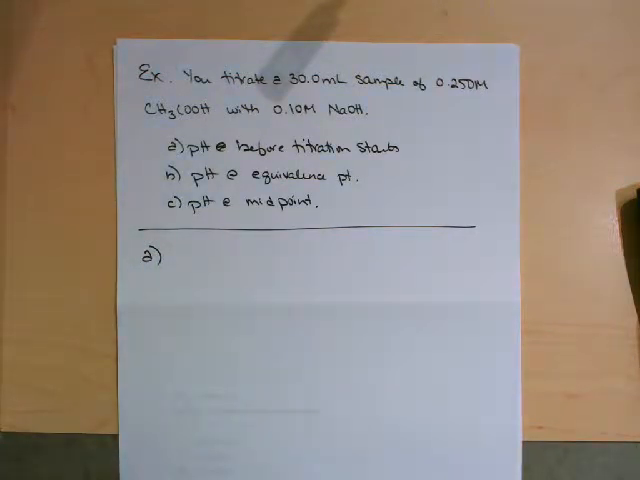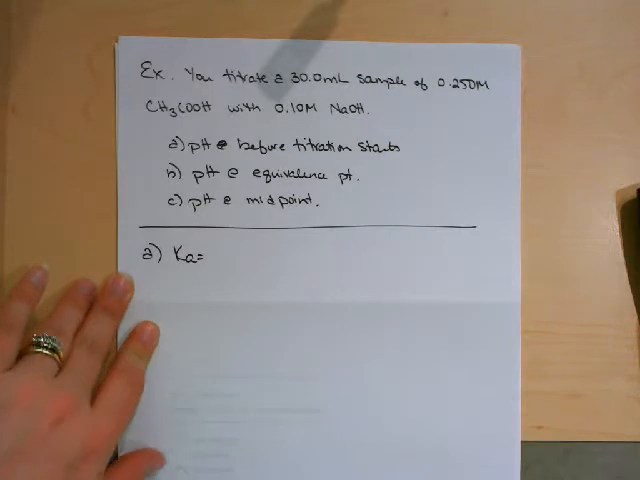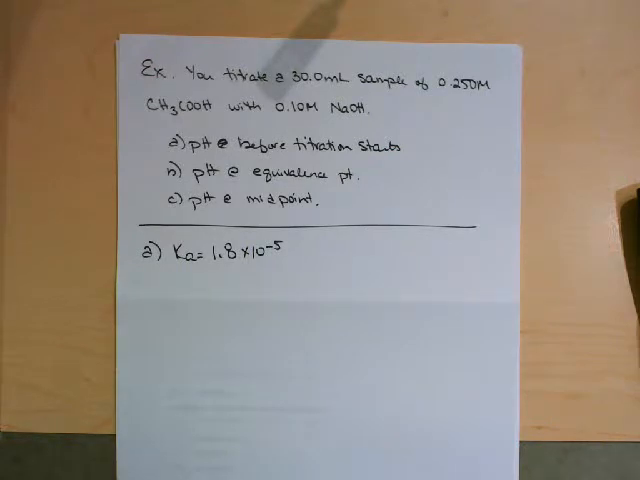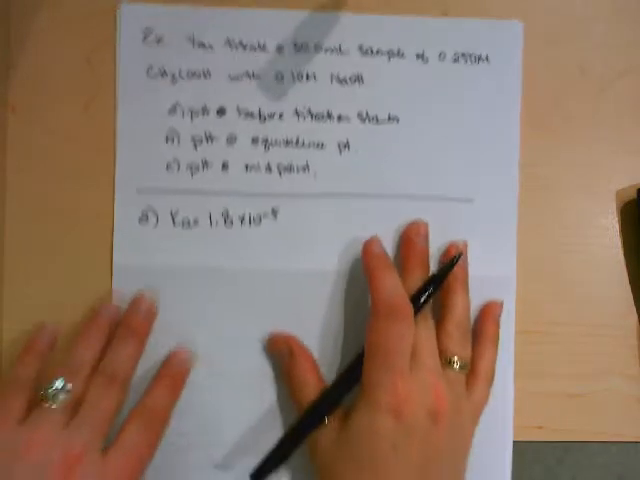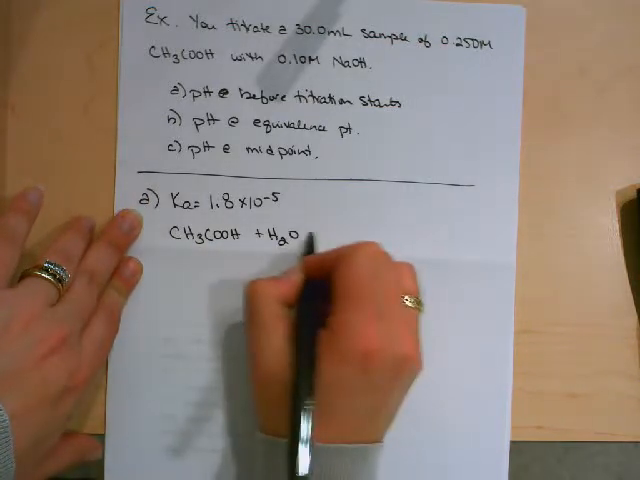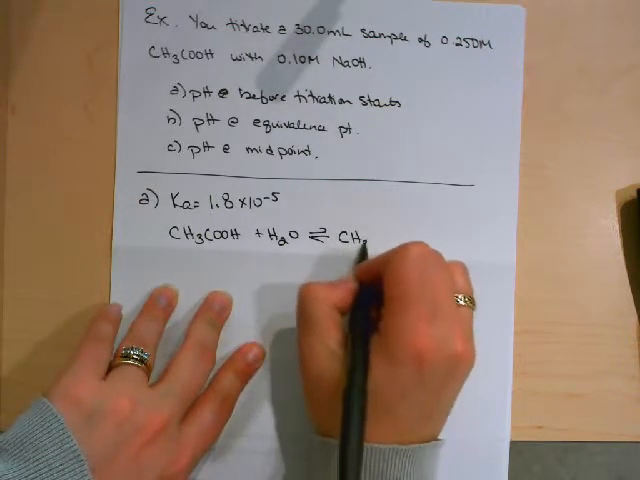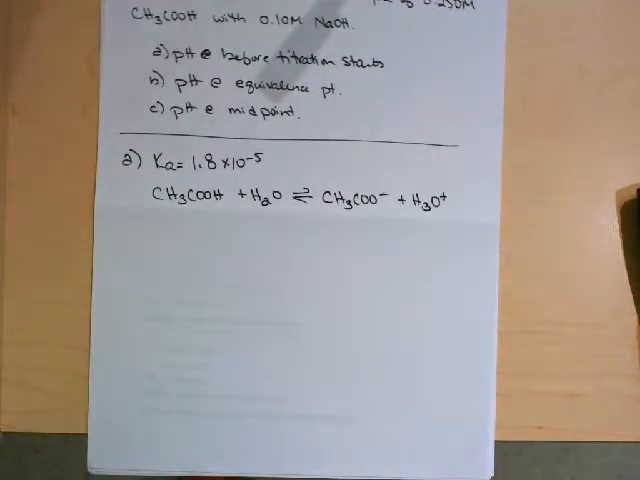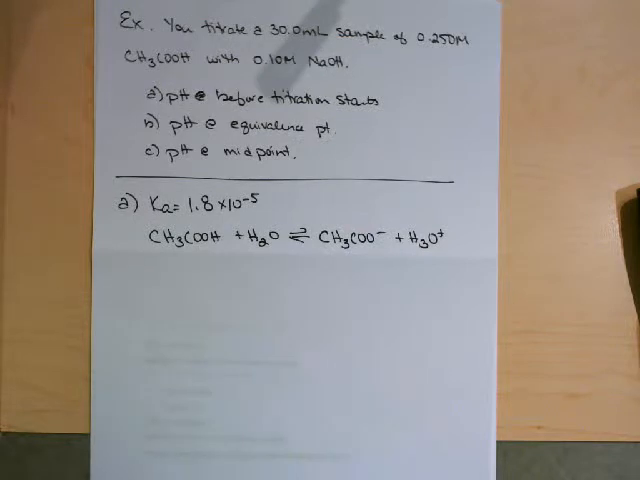What information do you need that I haven't given you yet? Ka of the acetic acid, which is... Alright, so what's happening in my beaker before titration starts? Who's in there? Who's a reactant? Acetic acid and water, right? Which will then make the acetate ion and some hydronium.